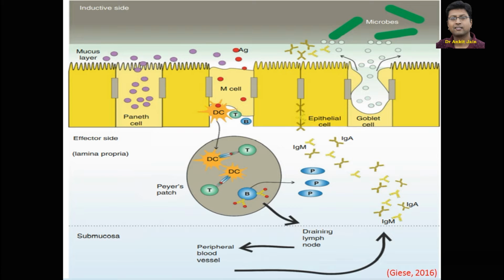The B cell will produce the antibodies, and particularly the IgA antibody will be produced in the mucosal system. So in every place of the mucosa, the main secretory antibody is IgA.